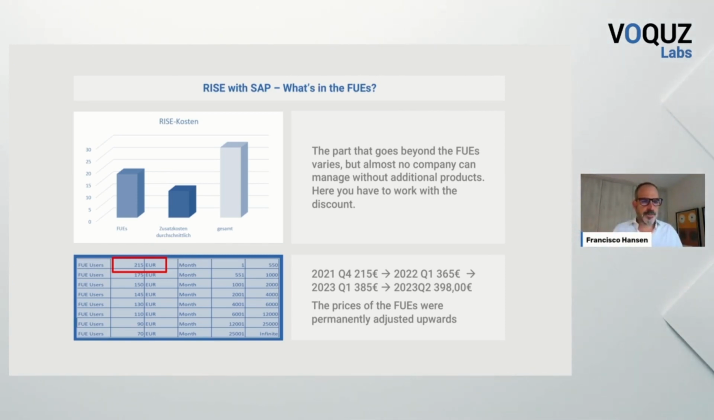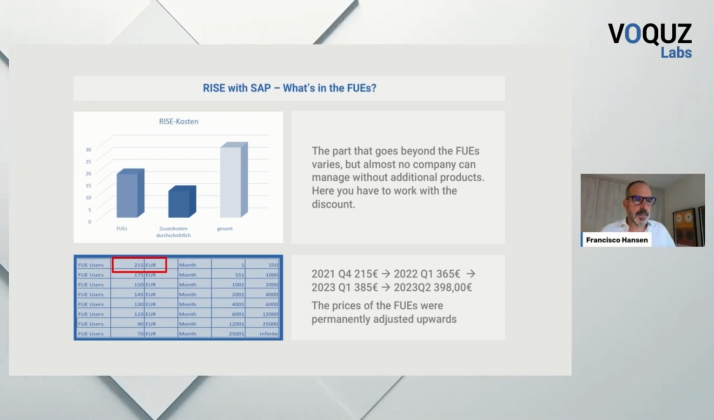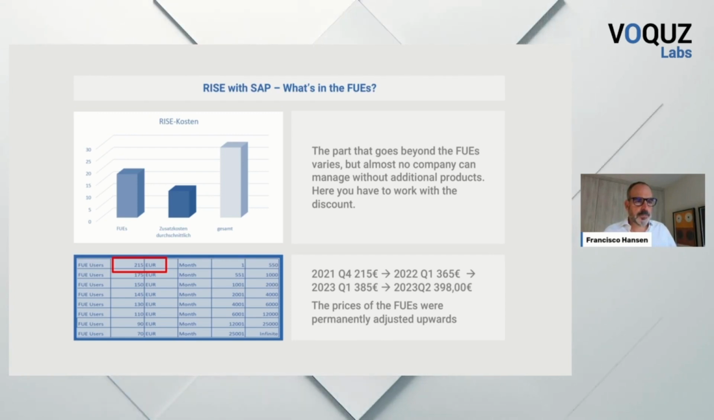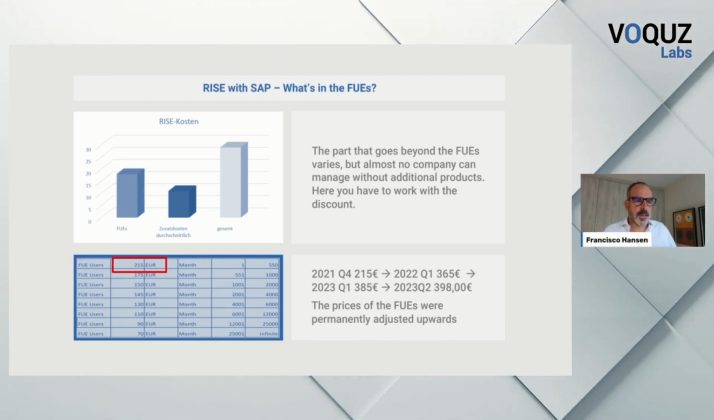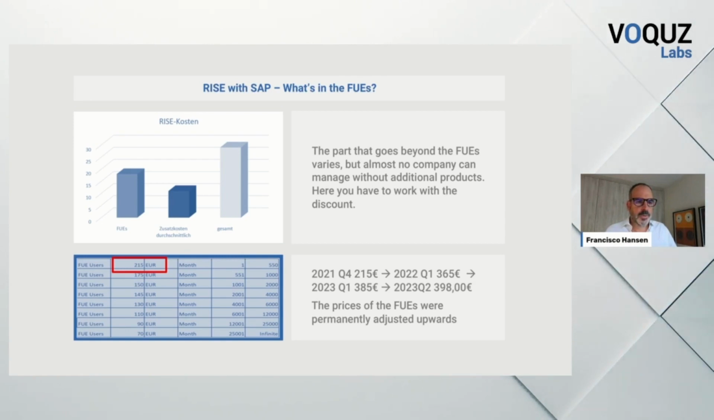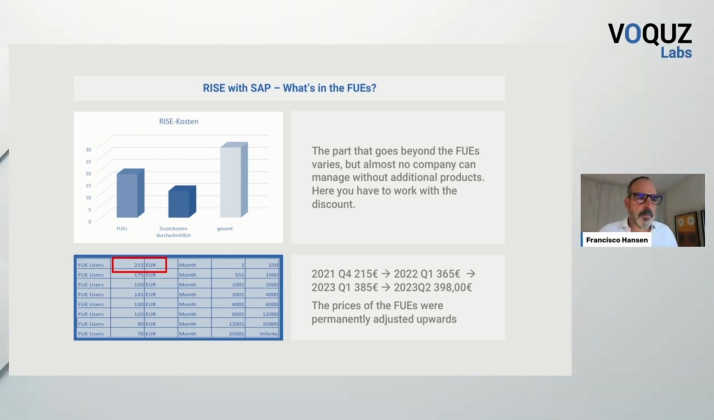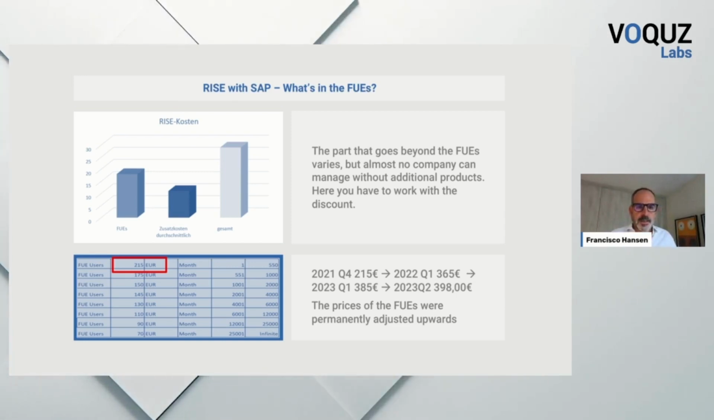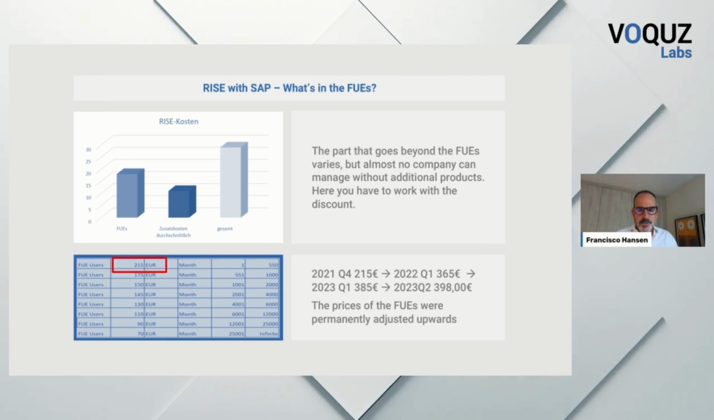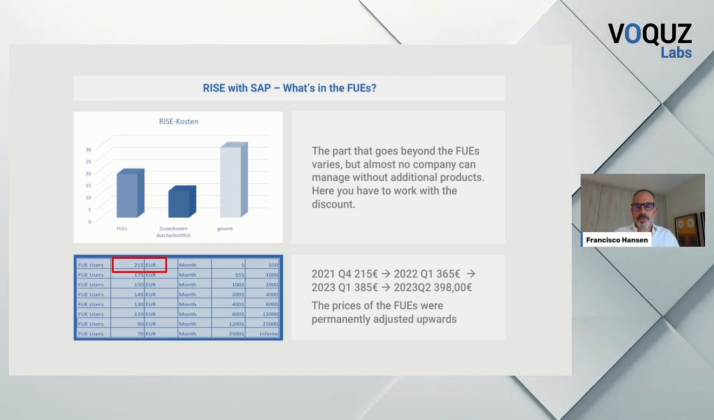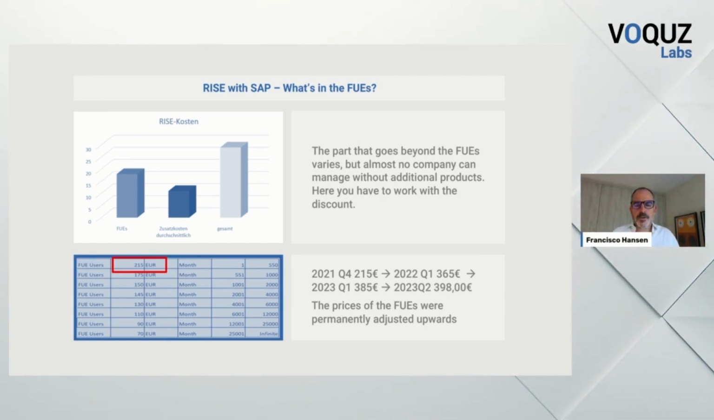similar things on the dollar side, it went up 2022 up to 365, now in 2023 Q2, we are already at $398. If I get it right, we are almost talking about doubling the price. Now, this may be a big issue unless you cut this off strictly in your contract.